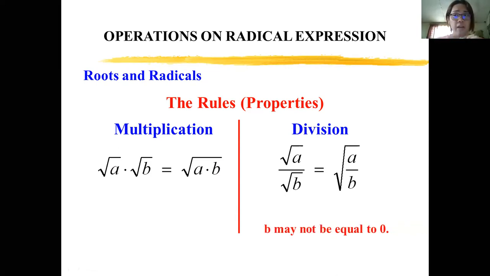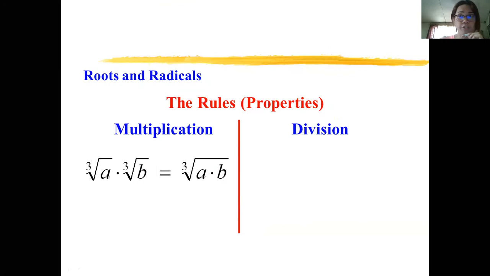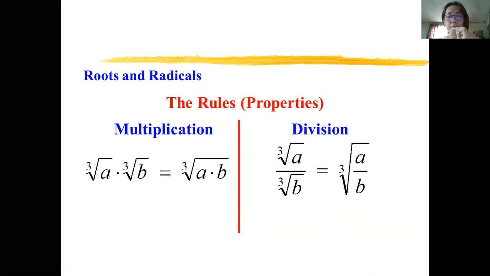In division, I forgot to remind you, your B may not be equal to 0. Take note of that. Another rule for multiplication and division is for cube roots. We have the cube root of A times the cube root of B can be written as the cube root of A times B. And for the division property for cube roots, we have the cube root of A over the cube root of B is equal to the cube root of A over B. Please pay attention to that rule. Again, your B may not be equal to 0 in your division property, because if it is equal to 0, then everything will be undefined.